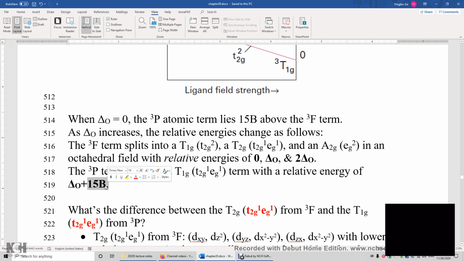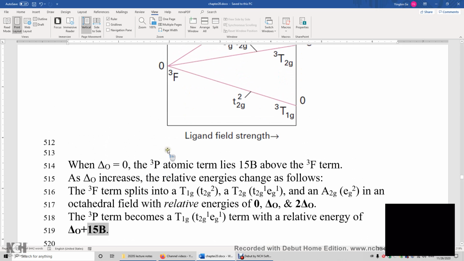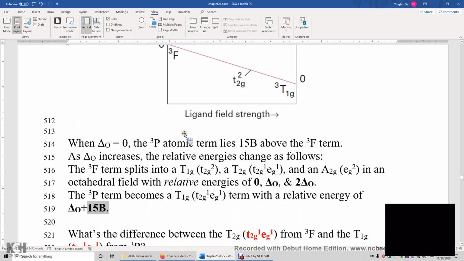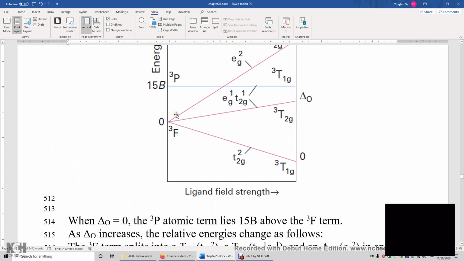Unfortunately, this B changes. When you have a free ion, you have a larger B. When this ion is surrounded by ligands, you have a smaller B, because the ligands help disperse these two d electrons. So that's why this blue line and this pink line are not strictly parallel to each other. But still, the difference is 15B here, 15B here, 15B here, 15B here. It's just that this 15B is smaller than this 15B.